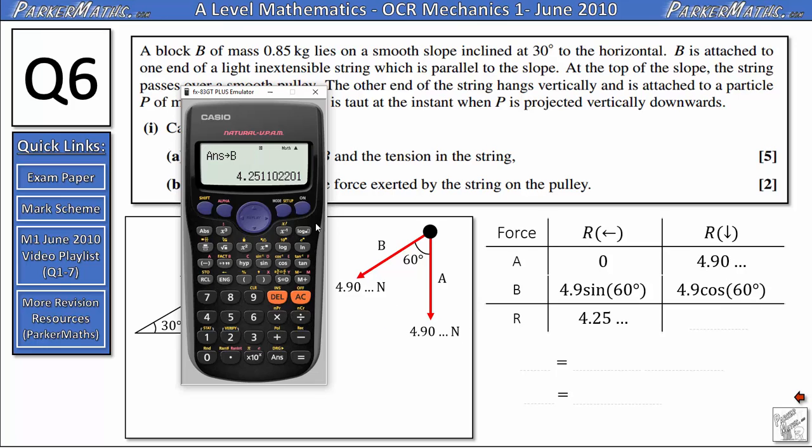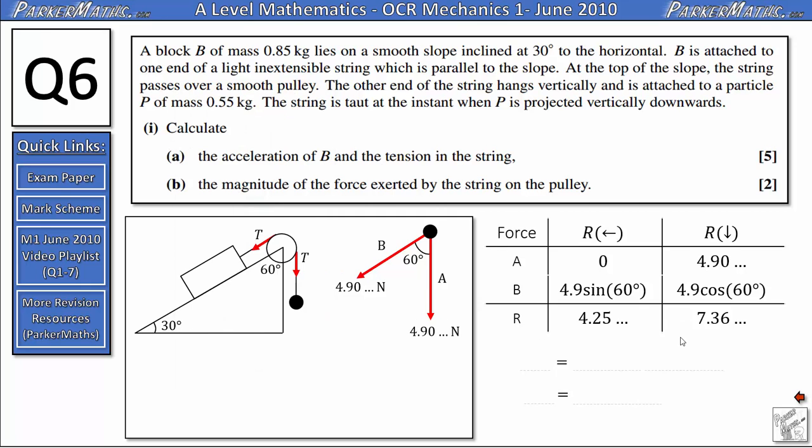For the vertical component, I'm going to get 4.9 add 4.9 cos 60. Remember, this is still stored as A, so I can do A plus A cos 60. And that gives me 7.36 and so on. As I'll need this value later as well, I'll store this as C. So remember, I've got B stored here and C stored here. In your exam, you might want to annotate which letters you've stored which values on your calculator to help you out.